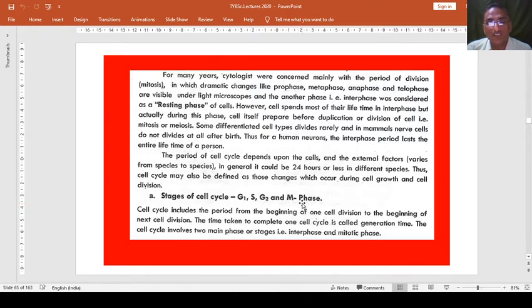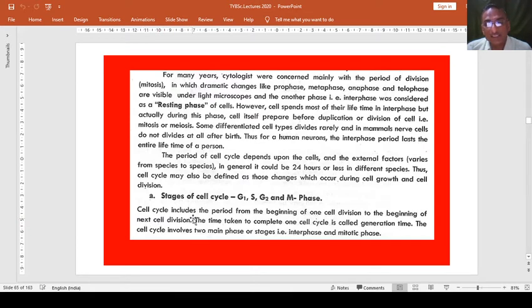So these are the 4 phases of the cell cycle, that is growth phase and maturation phase, or mitosis phase or meiosis phase, whatever the type of the cell may be. So these are the growing phases and these are the dividing phases. So we will study one by one.